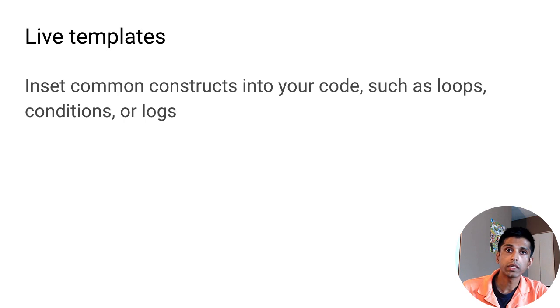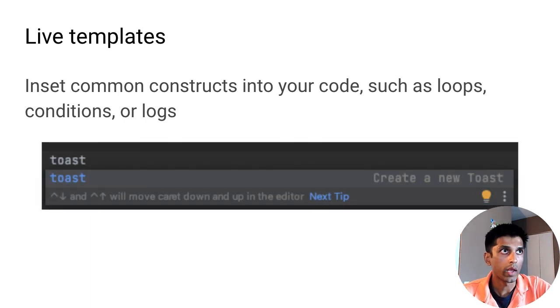And this is especially helpful with Android because we know that Android can be a little bit verbose. So a good example of this is when you want to create a toast. Then there's an inbuilt live template, which we can just use, and then the template of creating a toast and showing it will automatically be filled out for us. And in general, whenever you have any amount of boilerplate code which is specific to your project or maybe just specific to Android, you can use a live template to make your life a lot easier.